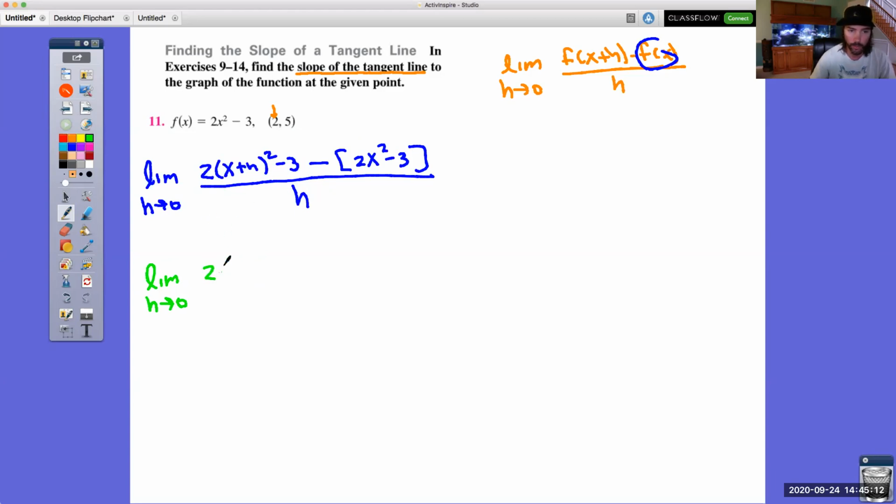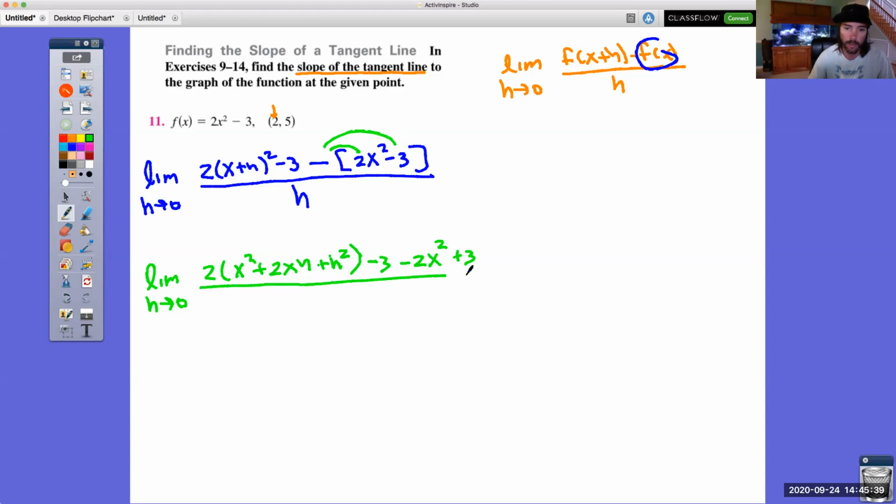Okay, so it's going to be 2 times x squared plus 2xh plus h squared. I'm doing x plus h times x plus h and foiling in my head when I did that part. Bring down the minus 3, and now subtract that original function. I'm going to distribute that negative to both. It now becomes minus 2x squared, and when I go minus minus 3, it's going to become plus 3. All of that over h.